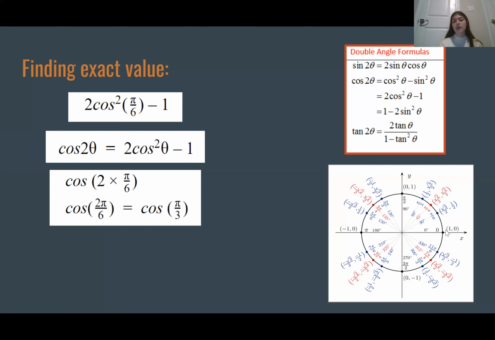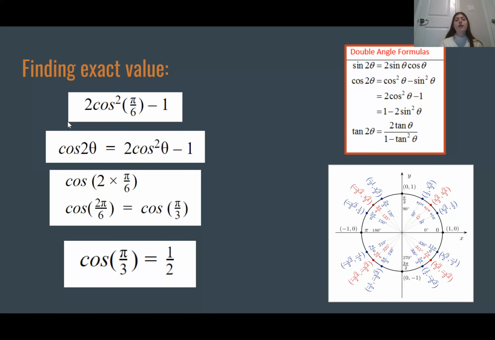Now, if we take a look at our unit circle over here, we're going to find pi over 3 radians. It's right here. It's 60 degrees. And cosine, remember, is the x value in the coordinate point, x comma y, cosine comma sine. So our cosine value is going to be 1/2.